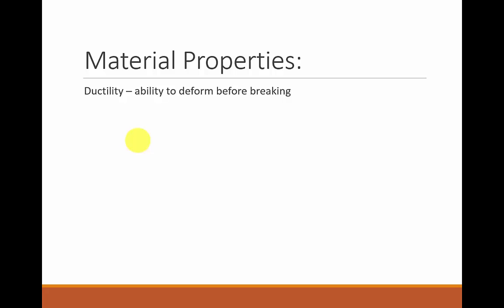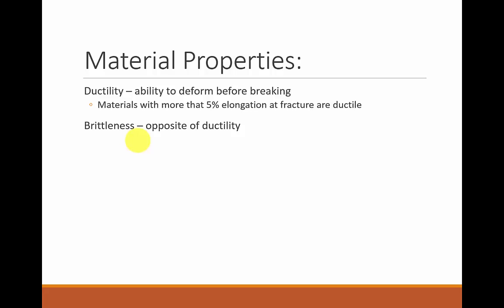So how much deformation is allowed before we consider something to be ductile? The industry standard has been to say if materials allow more than a 5% elongation, then we're going to consider them ductile. And that means if they're less than 5% elongation when they fracture, we'll consider them brittle.